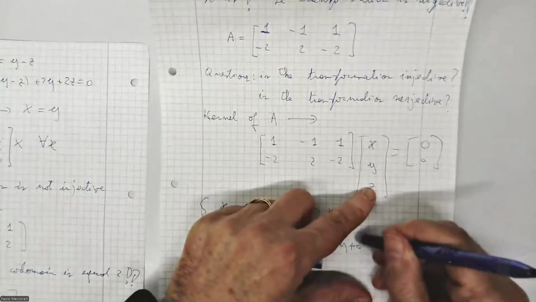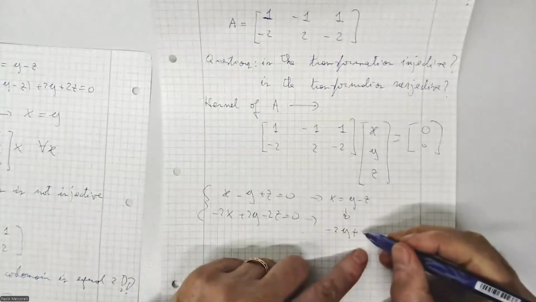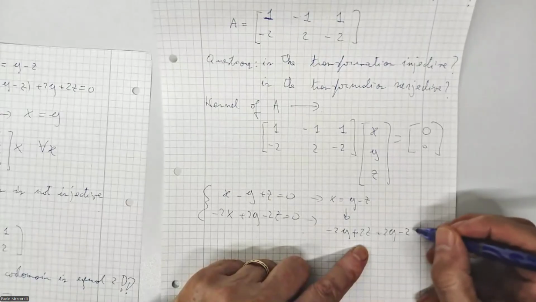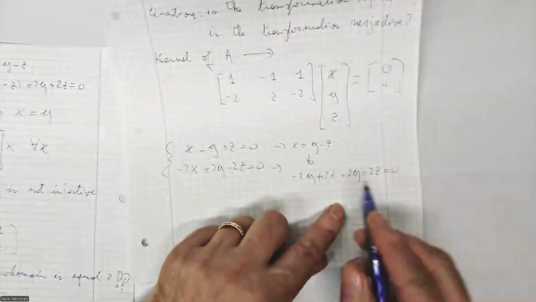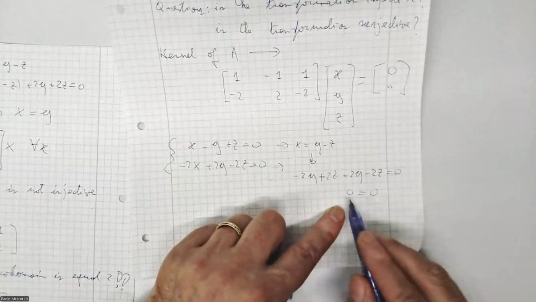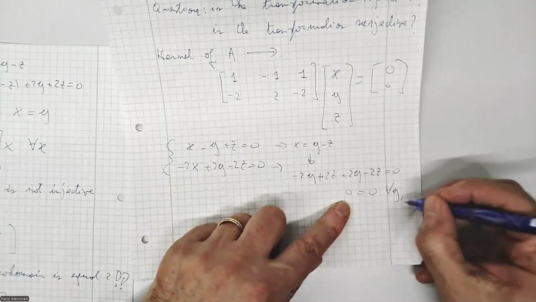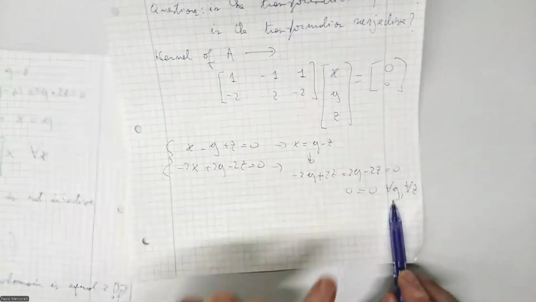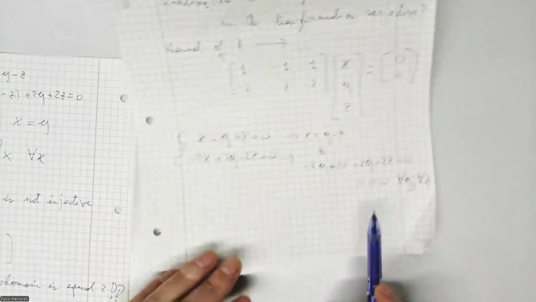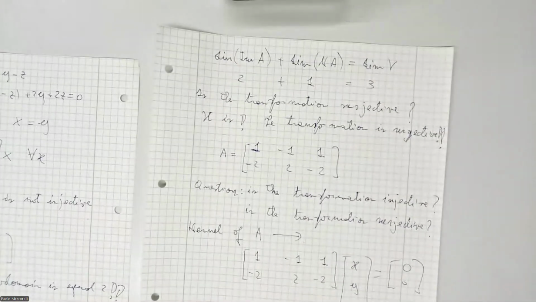2 times z. This is true for each y, for each z. Did you agree? If I write 0 equals 0, I have to add nevertheless for each y, for each z, because in this equation, we have y and z. This means independently.